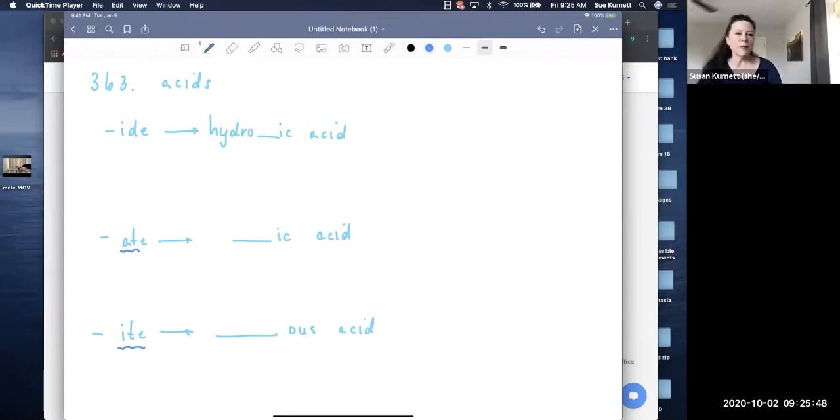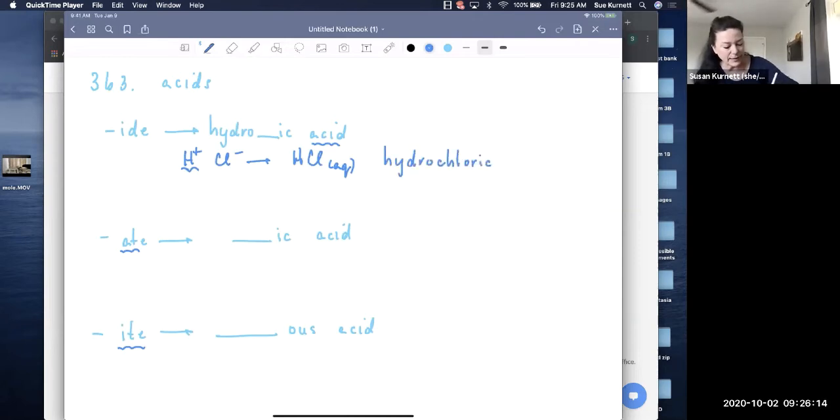Sometimes people think the hydro means that's because you added a hydrogen to make an acid. But really, the word acid takes care of the idea of adding a hydrogen. So hydros go with ides. My ride has hydraulics. This is hydrochloric acid.